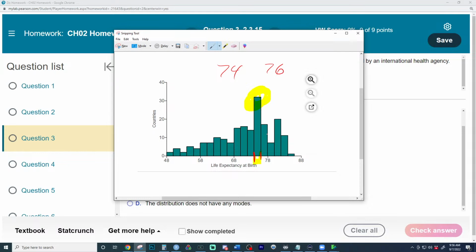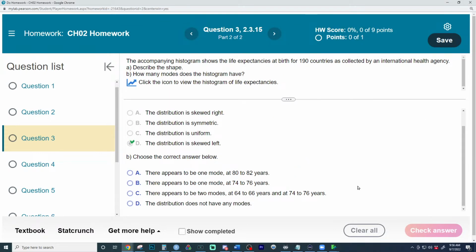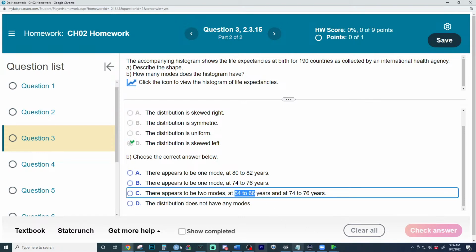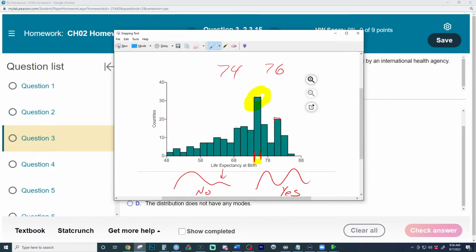So how do you know if there's 2 modes? We like to see 2 clear modes. Like that is really good. If there's a secondary mode, we usually want it to be bigger than something like this. Like this would be no. This would be definitely yes. So is this a secondary mode? It's iffy. Let's see if they even give us one that could be that answer. Okay, so do you see how they say there's 2 modes here? They're putting a second mode at 64 to 66. So no. 64 to 66 is this bin right here.